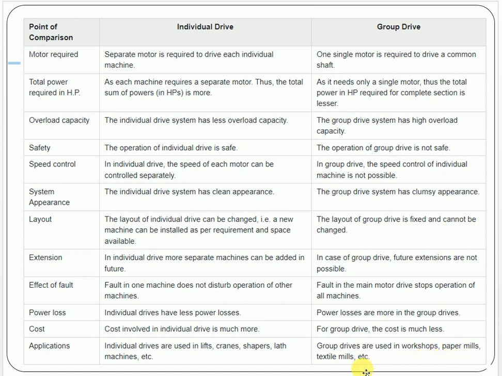Paper mills, textile mills, and workshops will use group drives. And here, one to one: lathe machines, cranes, lifts. They will use it like that.